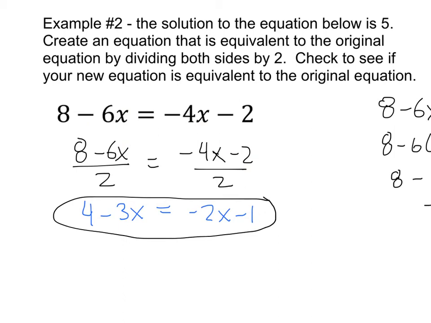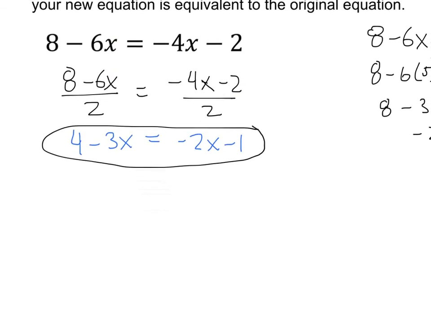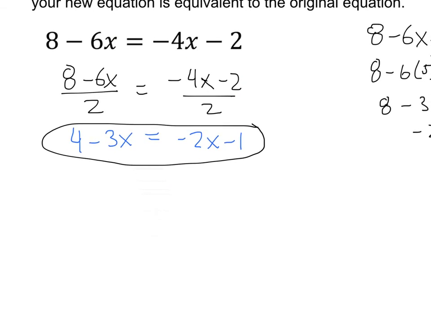So do you believe me? Is this equivalent to the first one? Well, how do we check? If they're equivalent, they should both have a solution of 5. And I already showed you that the first one had a solution of 5. Let's check this one. If 5 really is a solution, it should make that true. Okay, let me do this off to the side here.